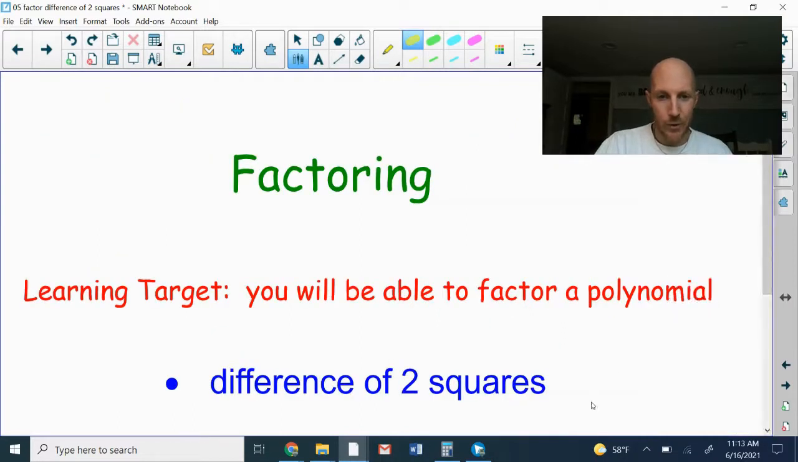And today we are going to learn about factoring. Our learning target is to be able to factor a polynomial, but not just any kind of polynomial, which we've been doing for the past several lessons, but a special type of polynomial called difference of two squares. So we need to be able to recognize, what does this special type of polynomial look like?